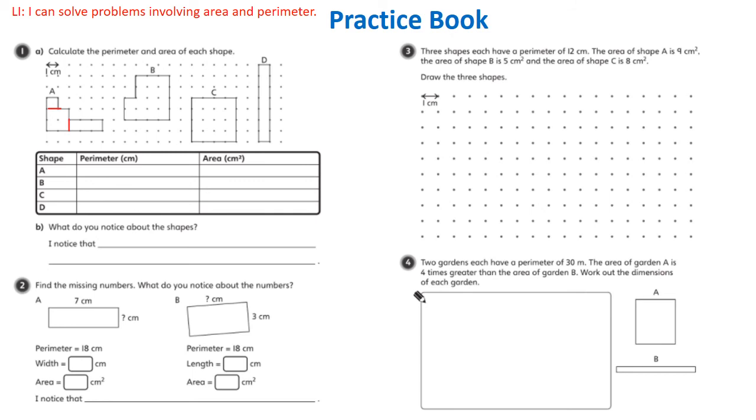With shape B, you're looking for factors of 5. Remember, 5 is a prime number. And then you're going to do C as well.